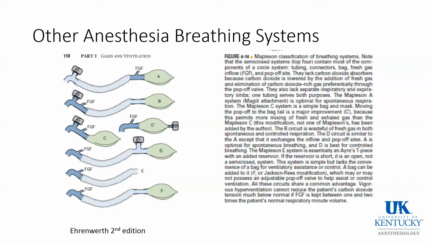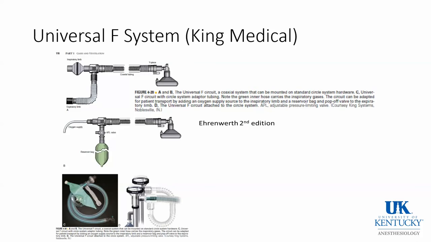Rather than memorize which one is best for spontaneous breathing, although it is the Mapleson A and I've never used one, and which one is best for controlled ventilation, which I think is the Mapleson D or the Bain circuit, I suggest that you concentrate on the fact that hyperventilation cannot reduce the arterial carbon dioxide if the fresh gas flow is kept between 1 and 2 times a minute ventilation. A circle system with an empty absorbent canister will function the same way.